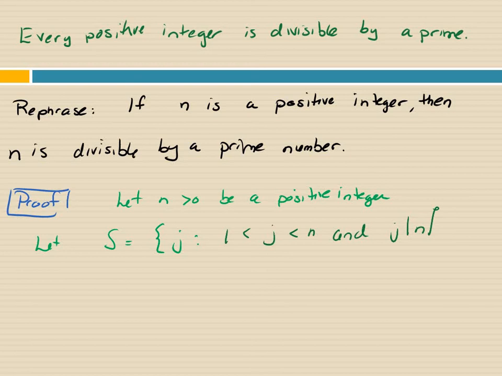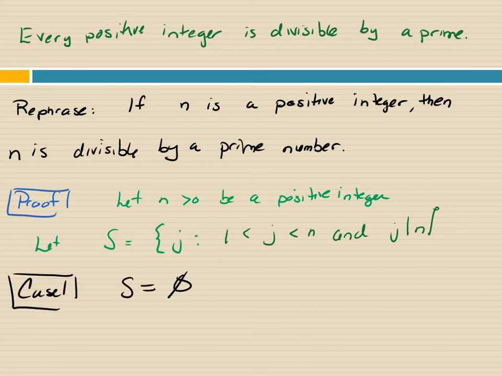If you have n is a positive integer and you want to show that it's divisible by a prime number, one of the things you can do is create a set which contains all of its divisors. And the idea is to show that one of the elements from that set is going to be prime. So I'm going to let S be the set of integers j between 1 and n, so it's not 1 and it's not n itself. And I'm going to show that one of these numbers in here is going to be prime.